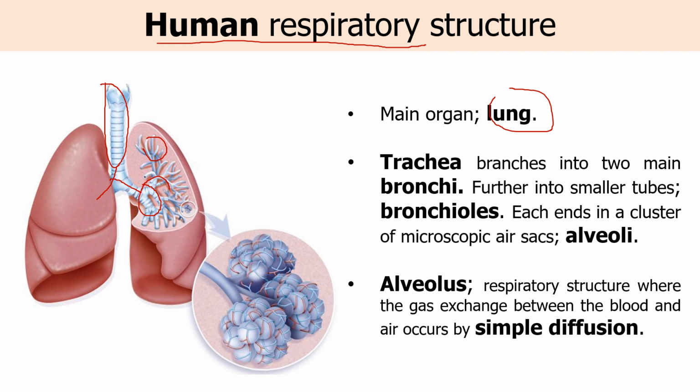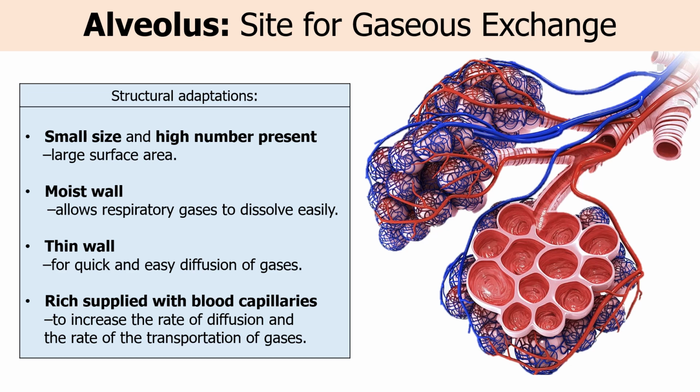And then when we zoom in, there are alveolus. This is exactly where the gas exchange between the blood and air occurs by simple diffusion. Further explanation with regards to alveolus as the site for gases exchange by referring to the structural adaptation.